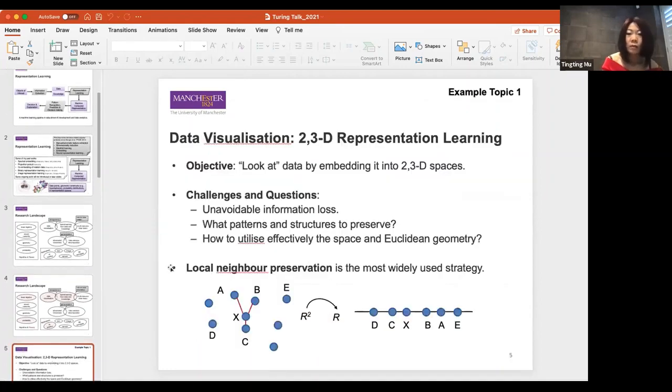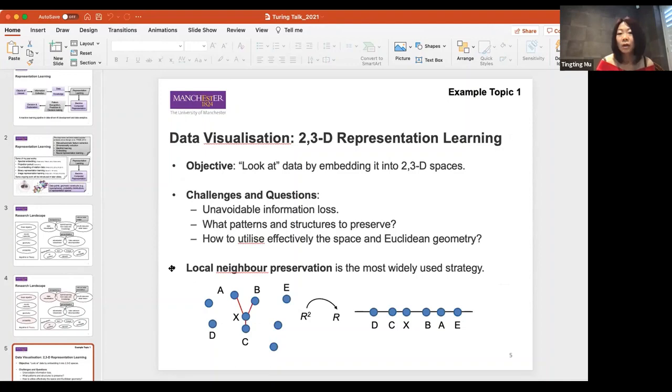Okay, so about data visualization. The objective of this research task is to enable the user to observe and track the patterns in high-dimensional data or relational data by embedding it into only a two-dimensional or three-dimensional space.